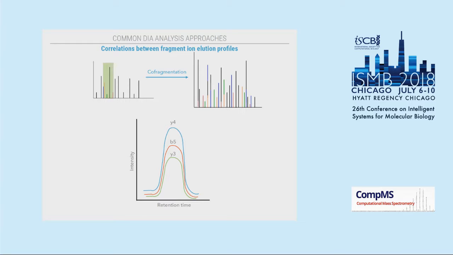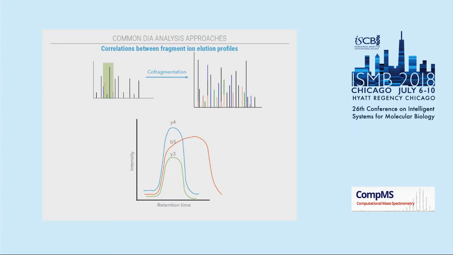And theoretically that works well, and sometimes it does work quite well in practice, but often in practice, because we have all of this co-isolation of precursors in these wide DIA windows, we have these interferences. So rather than getting nice, clean correlation profiles like this, you end up with something more like this. So you have to start introducing sort of heuristic rules in order to deal with such situations.